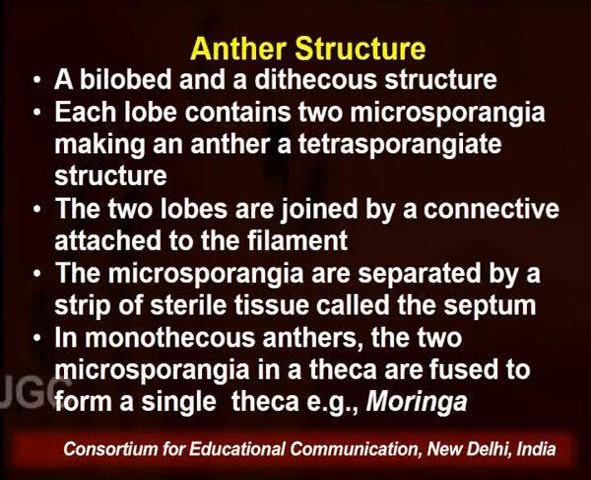Now the two lobes of the anther are joined by a connective, and this connective is also attached to the filament. In each lobe there are two microsporangia, and these microsporangia are separated by a strip of sterile tissue which arises from the epidermis, and this sterile tissue is later instrumental in the dehiscence of anther. This sterile tissue is called the septum.